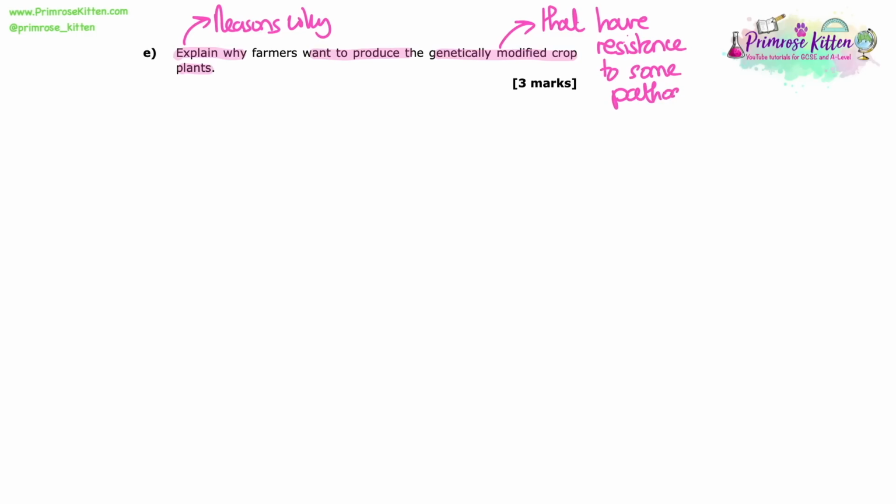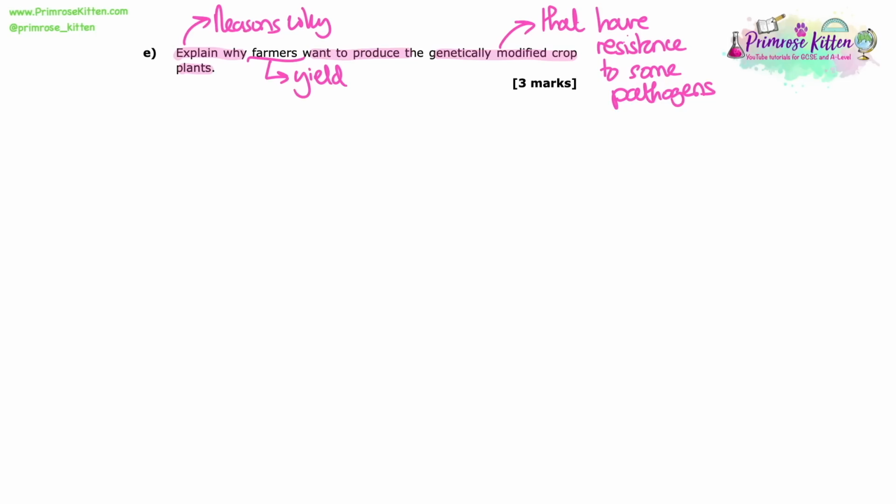Explain why farmers want to produce the genetically modified crop plants. So we need reasons why. There are 3 marks here, but we might not need 3 reasons, and we'll talk through why in a minute. And why would they want the genetically modified plants? So remember, the genetic modification we're doing here is that they would have some resistance to pathogens because they'd be able to produce this antimicrobial substance.